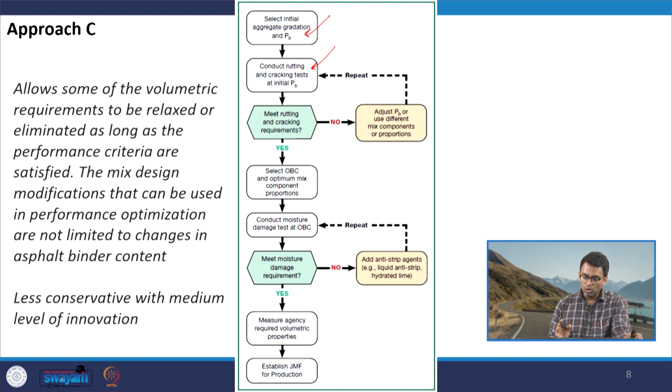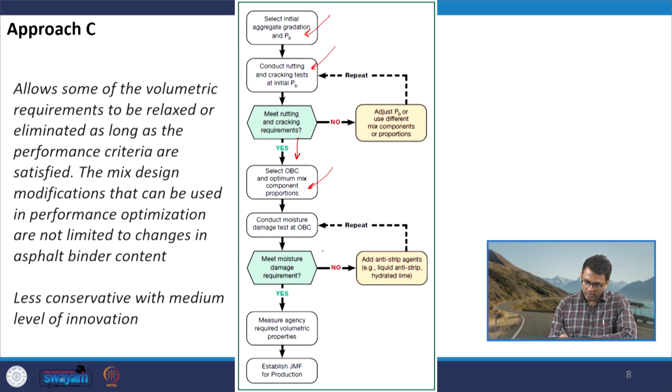If it does not meet the performance criteria, we will make changes in the aggregate gradation, we will make changes in the amount of binder content which is used and so on, and we will keep doing this iteration until the performance criteria is satisfied, alright. If it does satisfy the criteria, then we will select the optimum binder content and optimum mix proportions. Now here after this step what we do, we will conduct a moisture sensitivity test.